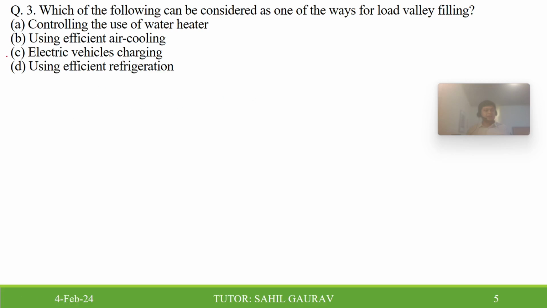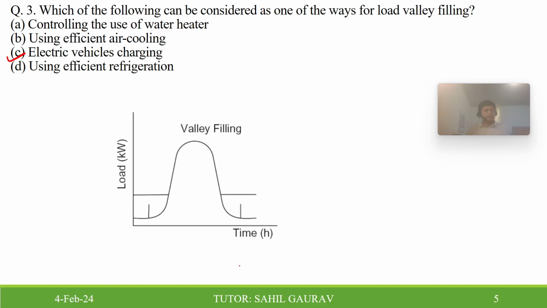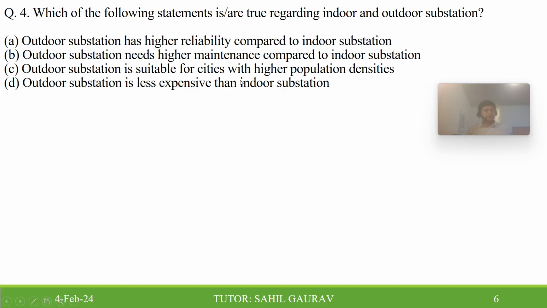So C option is correct, electric vehicle charging. If we do the EV charging during off-peak hours, we can increase the average demand here by increasing the demand during off-peak hours. So see the correct answer. Now let us see the next problem.